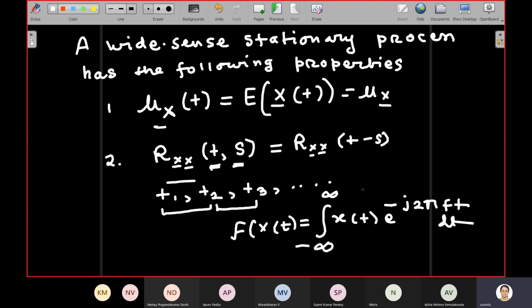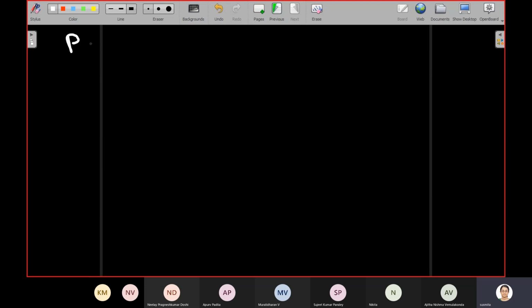Right? So somehow we need to operate the expectation operator in the frequency domain to make things deterministic, and from there we can derive some important conclusions. So let's see how we can do this. We use a parameter called power spectral density for this purpose, the PSD.